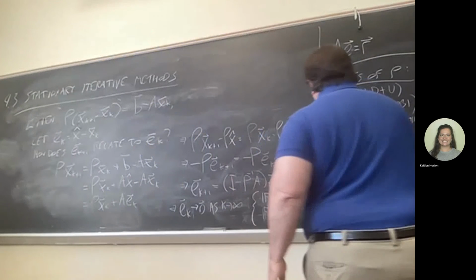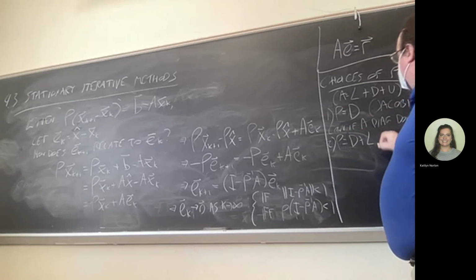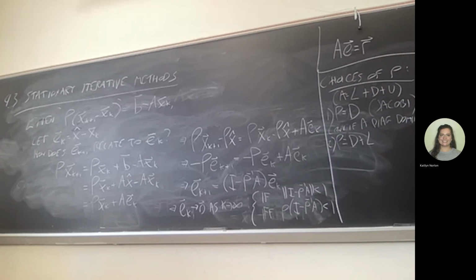All right, number 2. P is equal to D plus L. So we throw in the entire lower triangle, including the diagonal. Now, with both these choices, the system involving P is easy to solve. Diagonal in this case, lower triangular in this case, so it takes less work than solving a system involving A. This is called the Gauss-Seidel method.